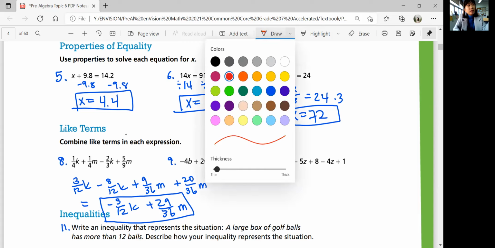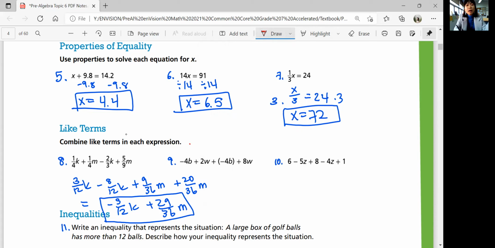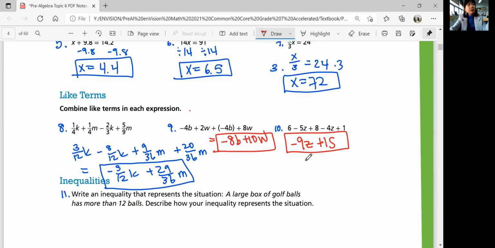Number 9. So doing the same thing, you add -4 and -4, you get -8b, and 2 plus 8 is 10w. Okay. Number 10, 6 plus 1 is 7, plus 8 is 15, and then -5 minus 4z is -9z. So it's -9z plus 15. Okay, combining like terms.